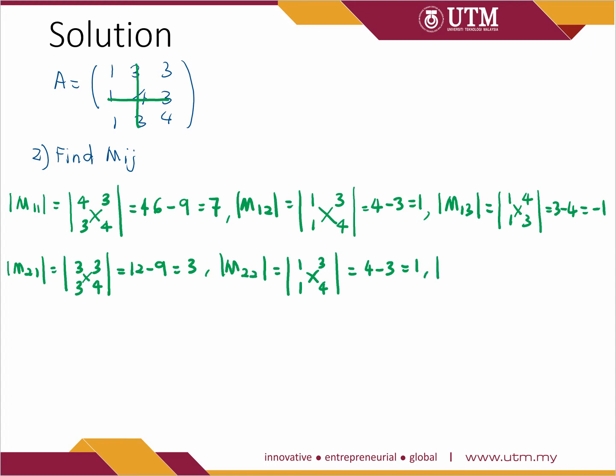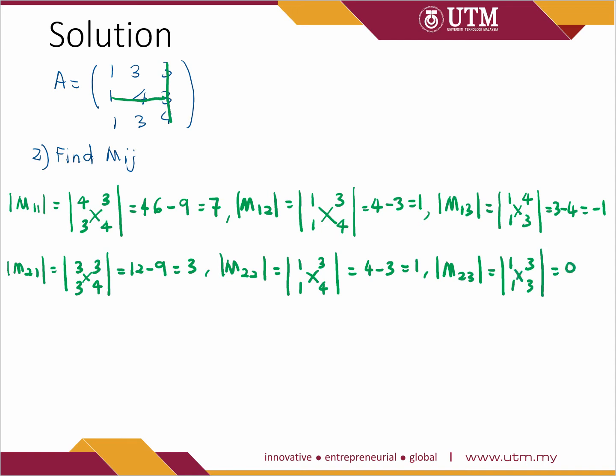And the last one will be the minor matrix M23, which is equal to removing the second row, third column. So here we have 1, 3, 1, 3. So this will be equal to 0.